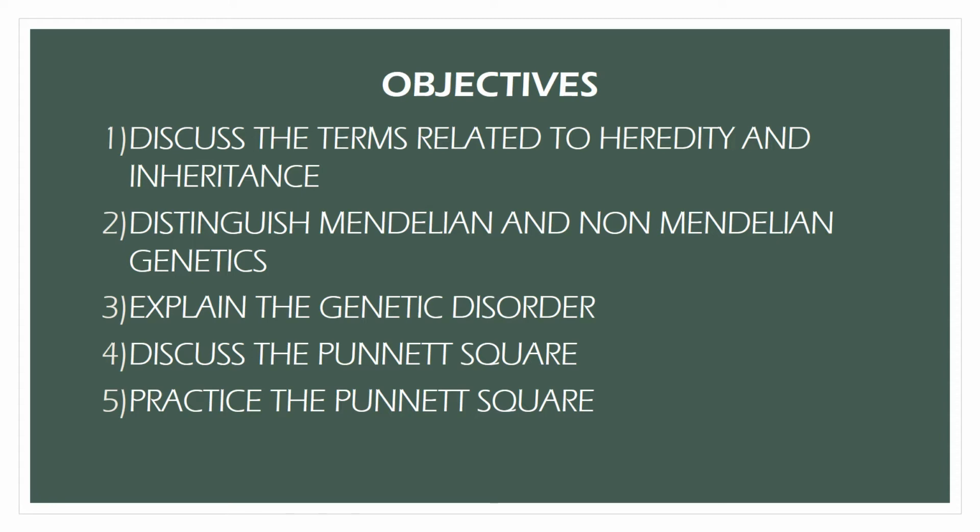First, discuss the terms related to heredity and inheritance. Next, distinguish Mendelian and non-Mendelian genetics. Then after that, explain genetic disorders. And then fourth, discuss the Punnett square. And lastly, practice the Punnett square.